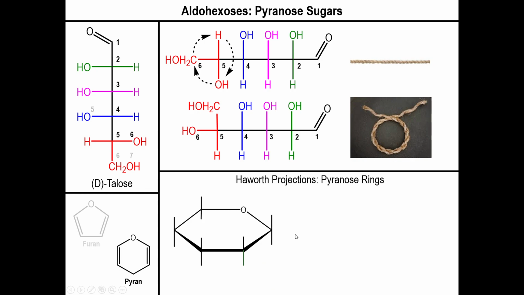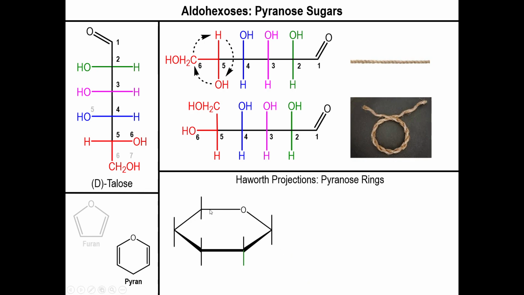Now in the Haworth projection, what's then done is that the two positions that stick out of the ring are simply drawn as a vertical line, right? So one pointing above the ring, one pointing below the ring. And that's true for all the positions aside from the oxygen, because the oxygen doesn't have any additional bonds aside from the ones making up the ring. All right, so here's the way it works.